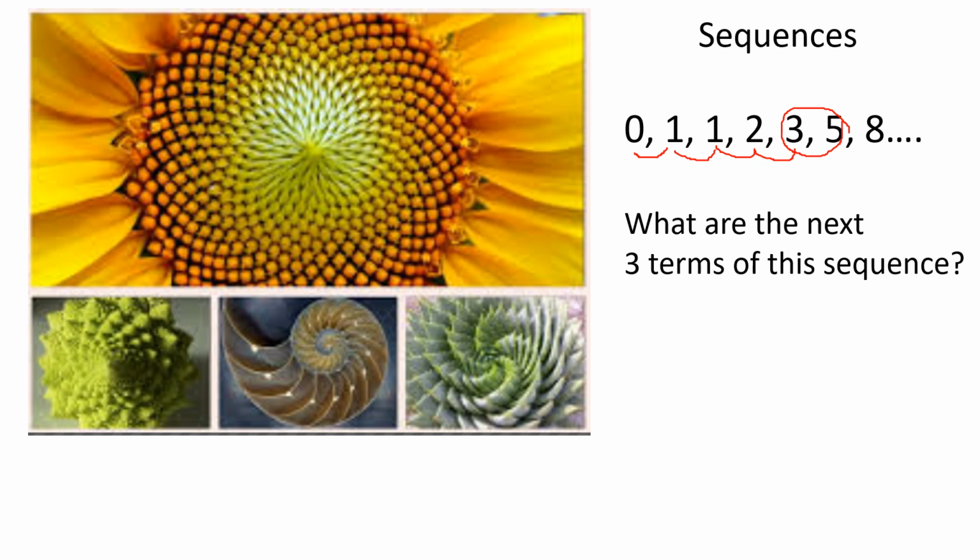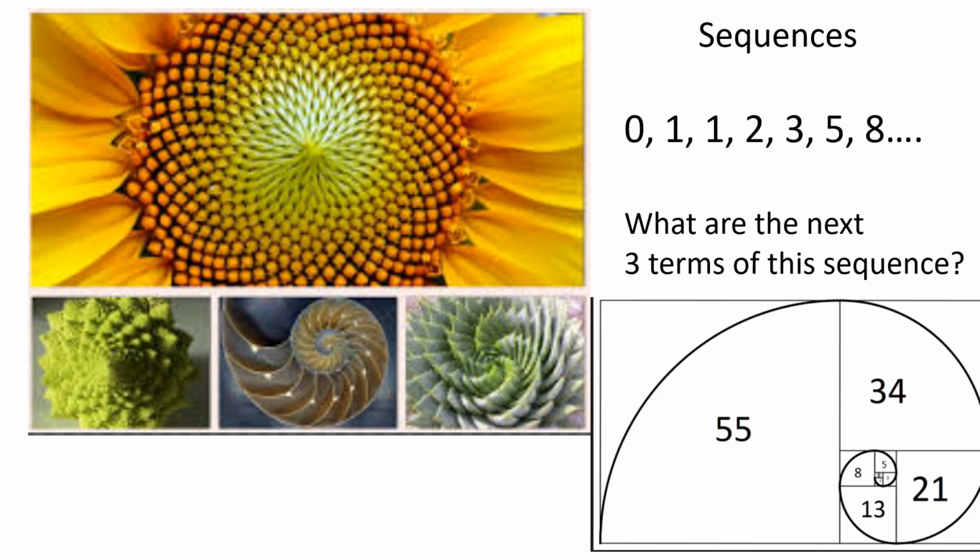Okay, so we can very easily see that we can find the next few terms in the sequence simply by adding these two together. So our next term would be 13. And then if you add 13 and 8, you'd get 21. There is a really interesting little diagram over here of the sequence. It kind of makes a spiral, and it is called the Fibonacci sequence.